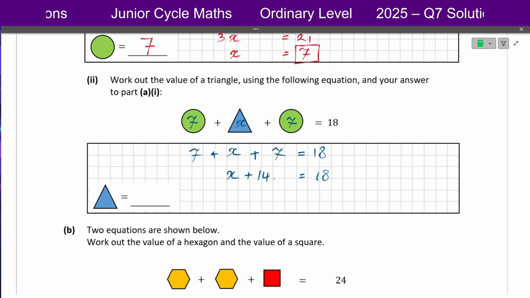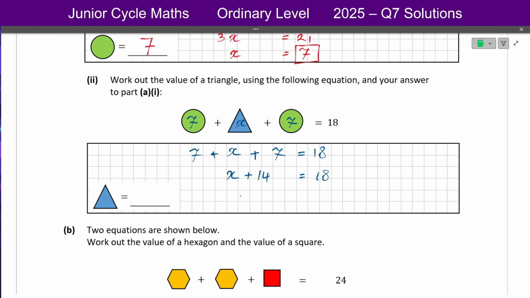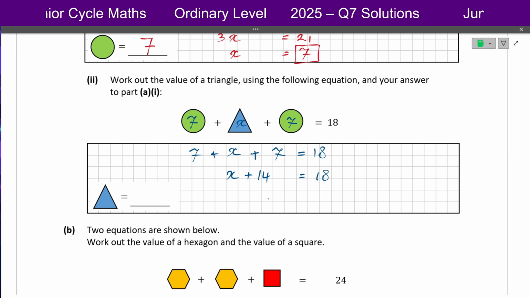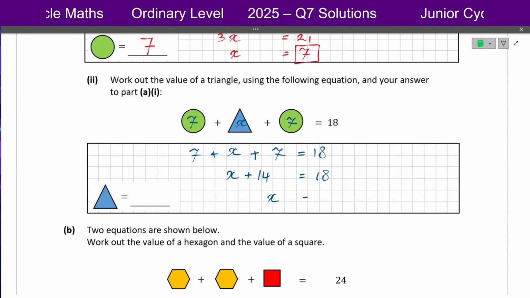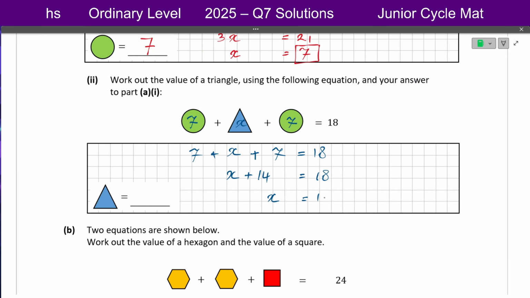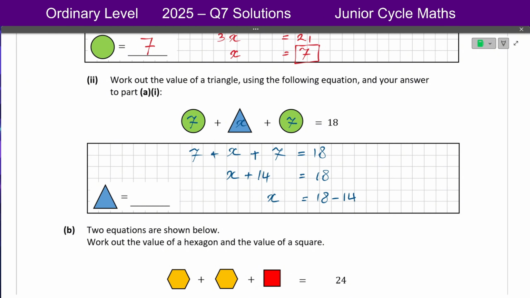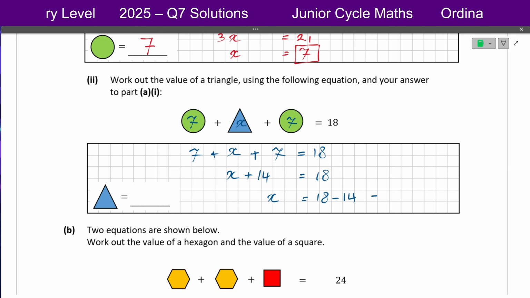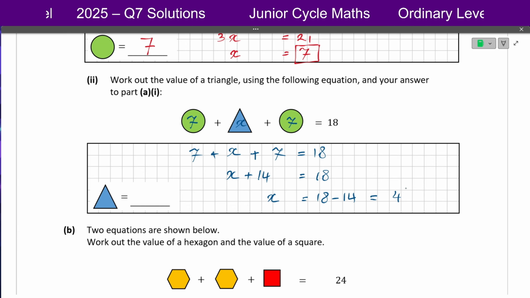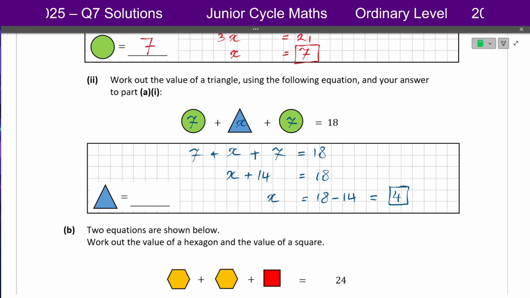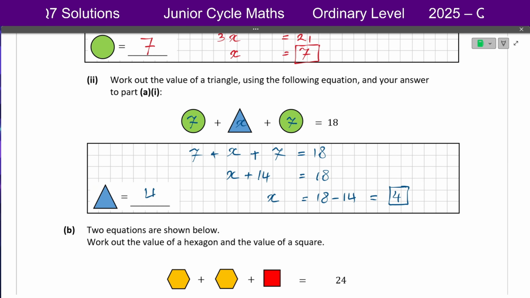And if we subtract 14 from both sides, we get x equals 18 minus 14, and that gives me an answer of 4. So the answer should be 4 for this part.